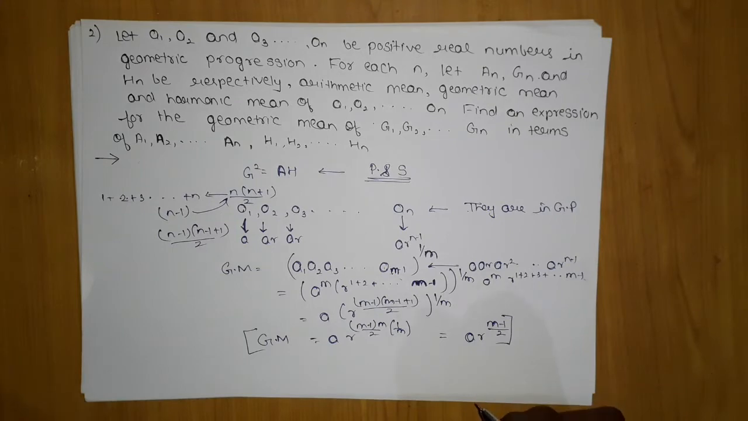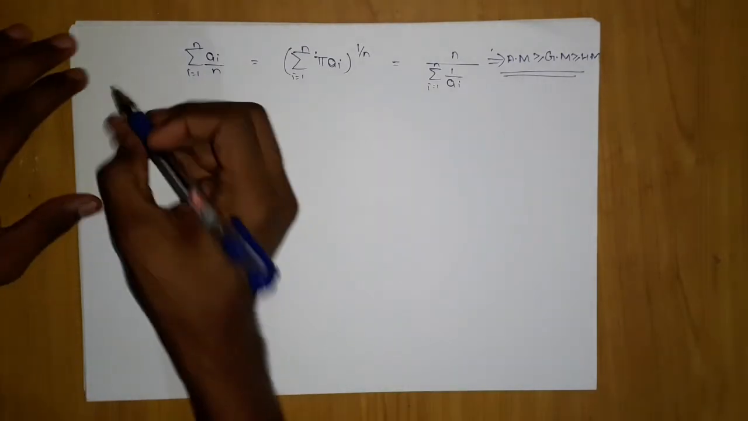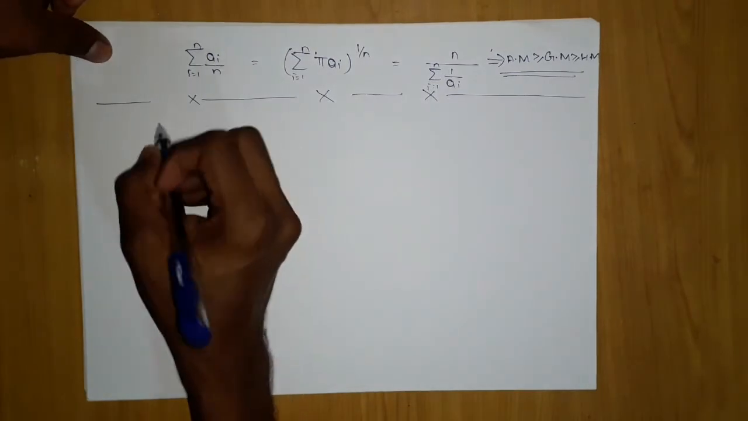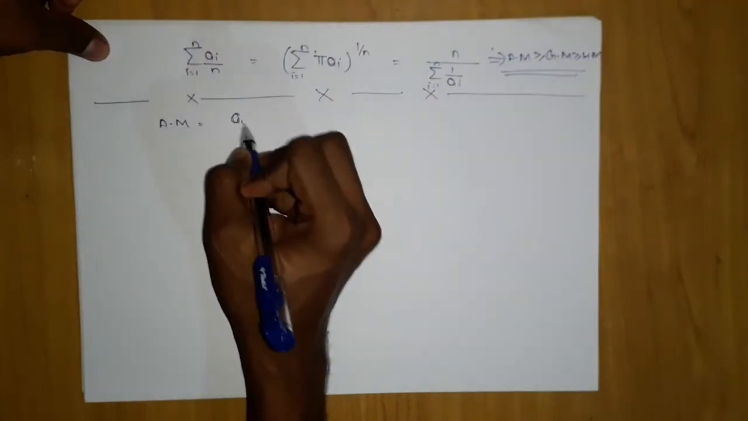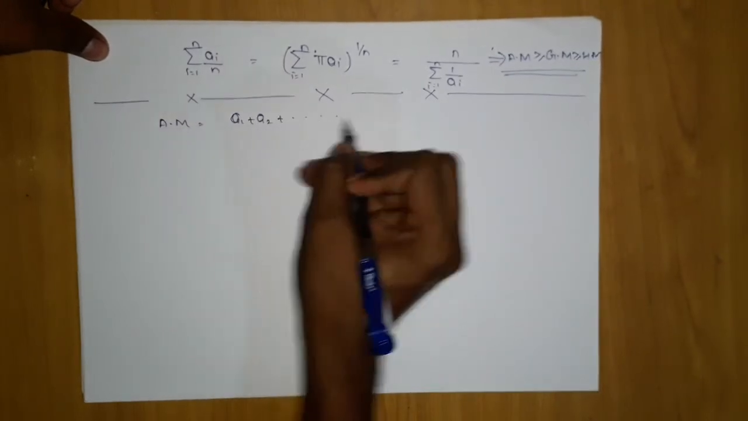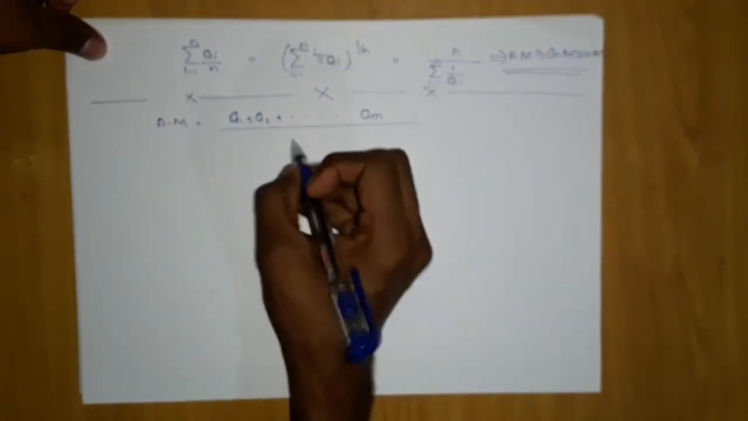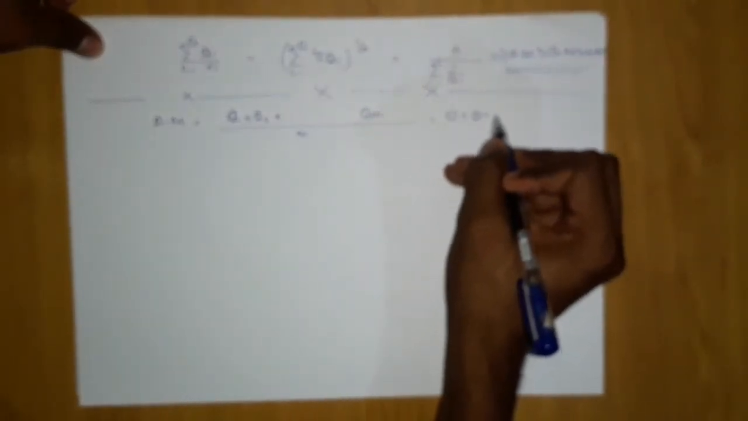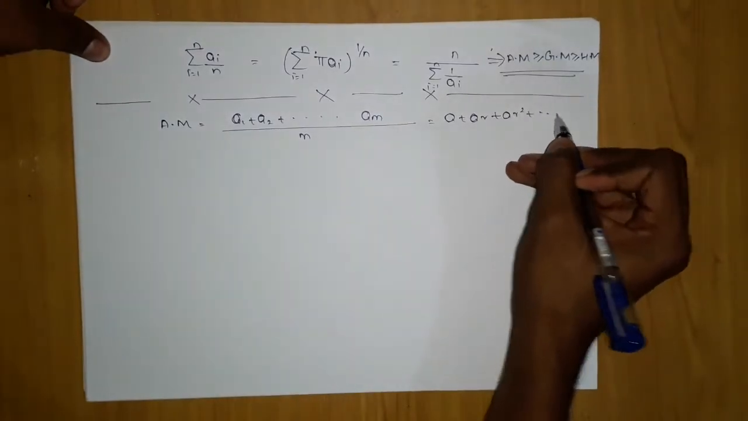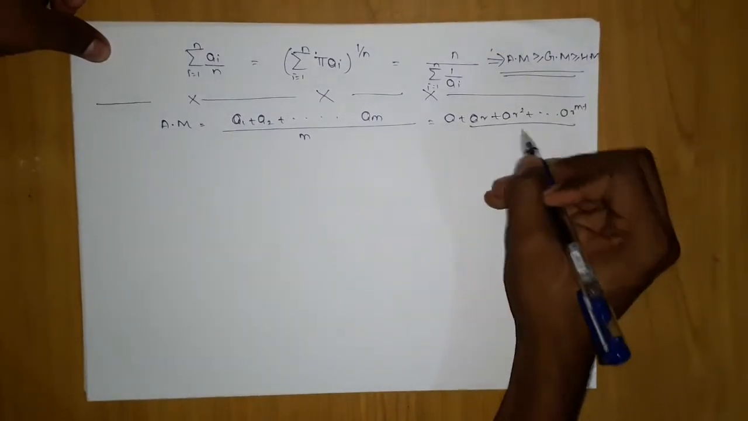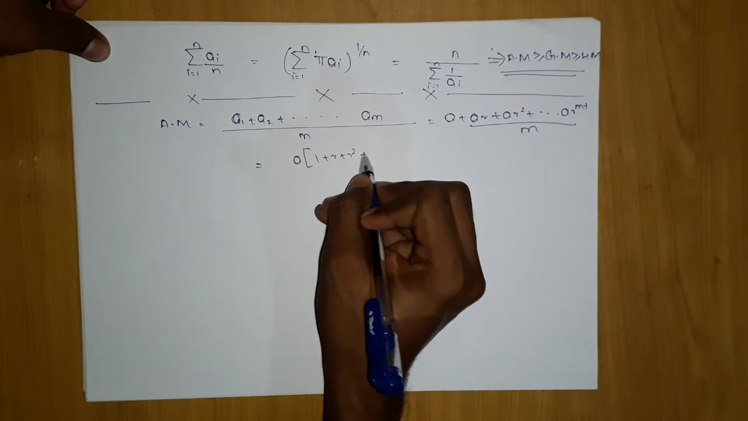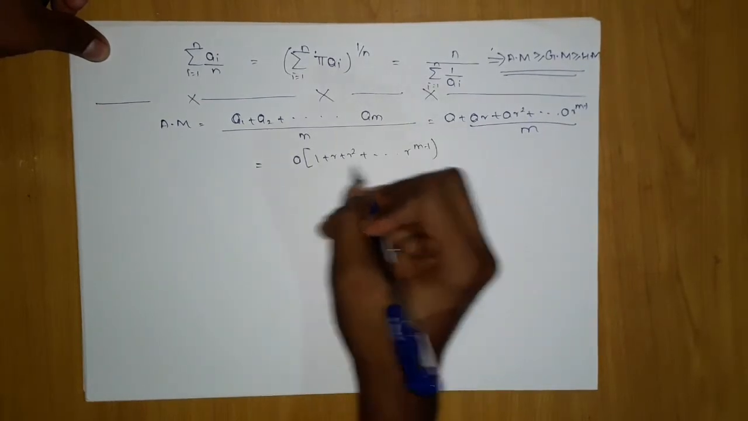Now what we need to find is the arithmetic mean and harmonic mean. Let me get the next page. For the arithmetic mean, since there are a1, a2, a3 till a m terms, divided by m, if I substitute a, ar, ar square and so on till ar power m minus 1, divided by m, I can take a common: 1 plus r plus r square and so on till r power m minus 1, upon m.